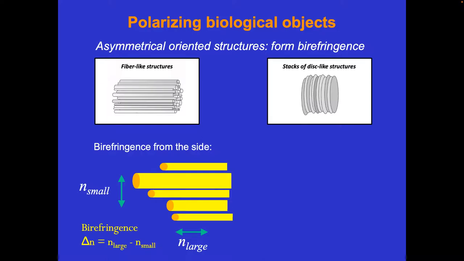If you have light that propagates, oscillating perpendicular to the fiber direction or parallel to the fiber direction, it experiences a different refractive index. When it's parallel to the fiber direction, it's larger than when it's perpendicular to the fiber direction. Okay. If you want to know, can I calculate that?